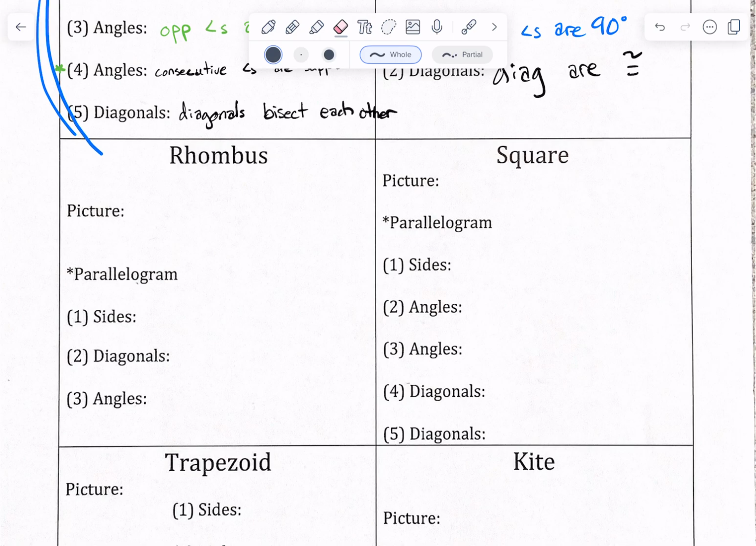This is for Remington and Megan. We are doing rhombus and right? Remington and Megan and Ethan. Sorry, I didn't forget you, Ethan. You three. Here we got to do rhombus and square today.